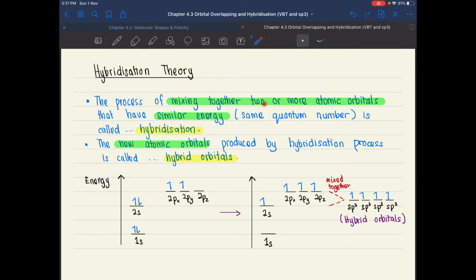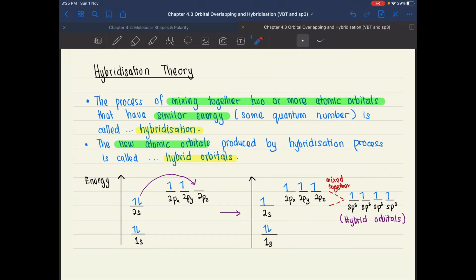We will mix 2 or more atomic orbitals that have the same energy. That means if n equals 2, all are n equals 2. If n equals 3, all are 3. When we mix them together, that is the process we call hybridization. When we mix the 2 or more atomic orbitals together, it will produce a new atomic orbital, and that atomic orbital we call a hybrid orbital.